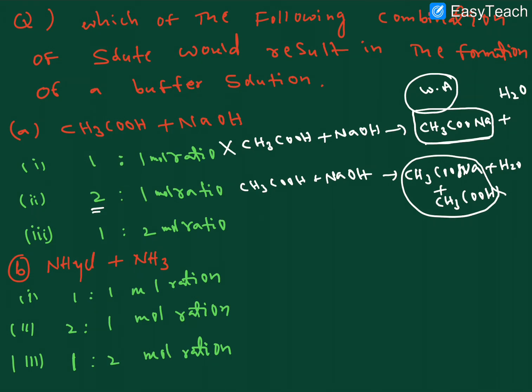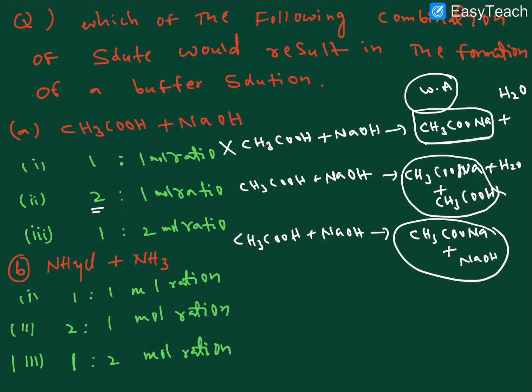So this is called an acidic buffer solution. I hope it is clear. And one more thing here: this is also not a buffer solution, because 1 mole of acetic acid reacts with 1 mole of sodium hydroxide, forming sodium acetate, and there is no excess. So this combination is not a buffer solution. A weak acid with a salt of a strong base like this is also not a buffer solution. I hope it is clear, right?